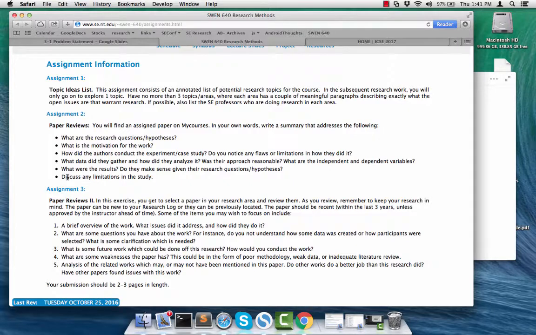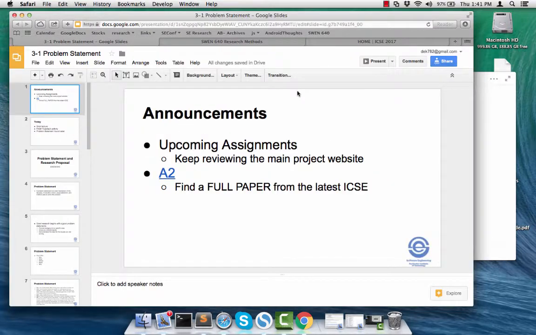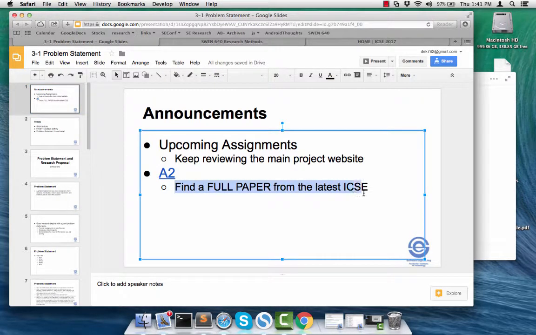To find the paper that you'll be reading, I'm going to let you folks find a paper for yourself. But what I am asking you to do is find a full paper from the latest version of ICSE. ICSE stands for the International Conference on Software Engineering. It's a conference that's held once a year in late May. In my opinion, it's the top software engineering conference in the world. If it's not the top, it's definitely in the top 2 conferences in the world. It's very good. Any papers you read that are published at ICSE should be of the highest quality.